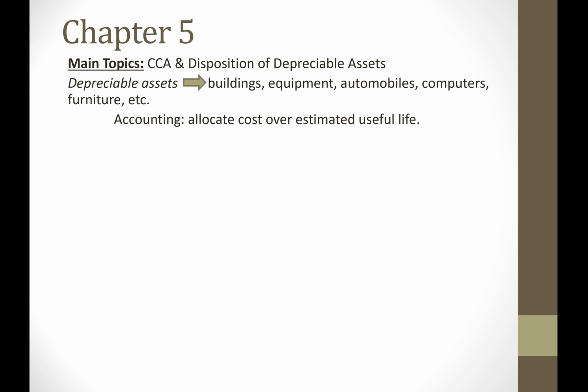Now, in accounting, we learned that whenever we purchase depreciable assets, we're going to allocate the cost over its estimated useful life, and we take accounting amortization. For tax purposes, we refer to that same amount using the tax rules as capital cost allowance.